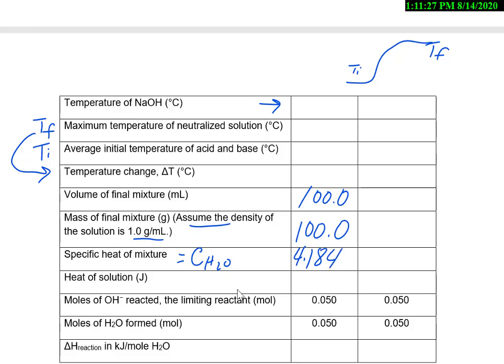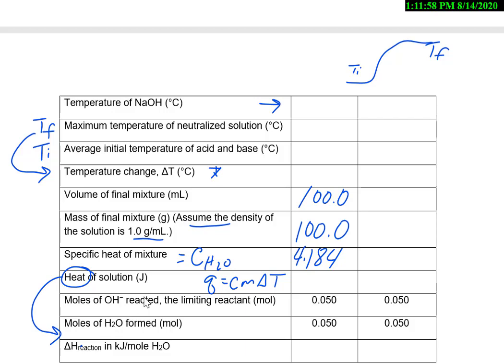the same as water. And then for heat of solution, you're going to do the same equation we've been seeing over and over. If we're looking for heat, we use the specific heat, which we now know, 4.184. The mass, we also know is 100. And our delta T, we've found right here. So we know all of those, we can find Q. That's going to give us heat. Then we've got to work our way to what's called enthalpy, which is the delta H down here.